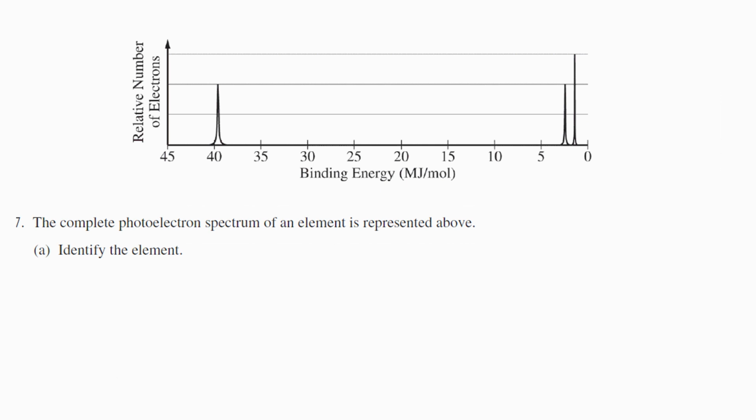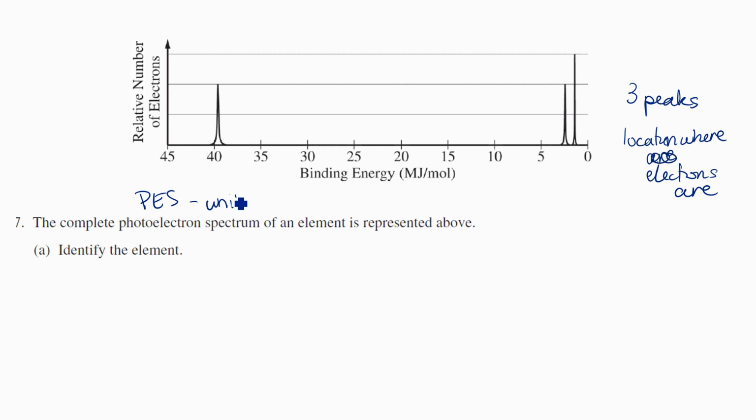So the last part, we're looking at a photoelectron spectrum here, and we're trying to identify the element. And notice how I don't have to justify my answer. I'm just identifying the element. So I see that there are 3 peaks, and we know that each peak corresponds to where the electrons are. And this is a photoelectron spectra. We talked about this in Unit 1.